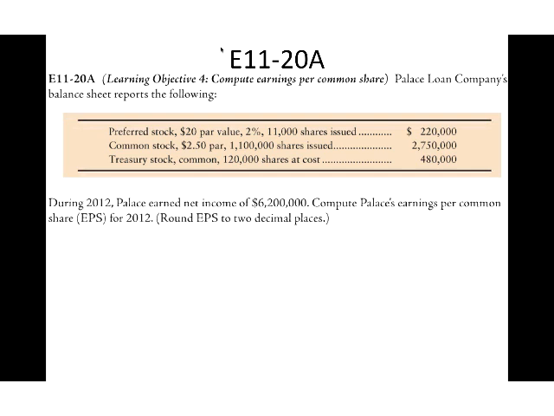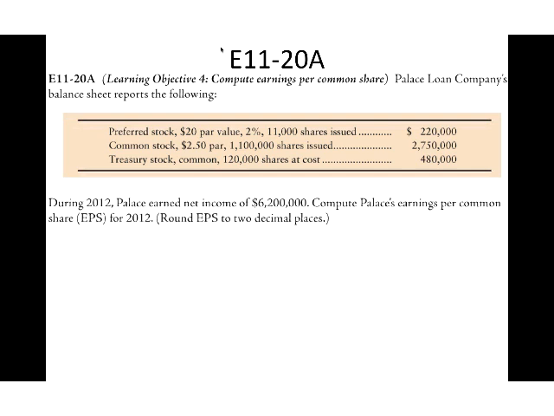Okay, so exercise 11-20A, we're given some information off their balance sheet. We're given the preferred stock information, common stock information, and treasury stock information. Now let's review what we know about that. First of all, preferred stock. When we calculate preferred stock dividends, they are the par value times the percentage. That's how we calculate a preferred stock dividend.